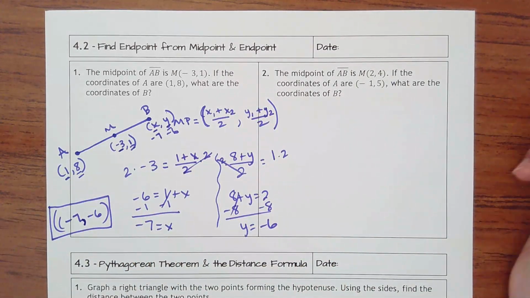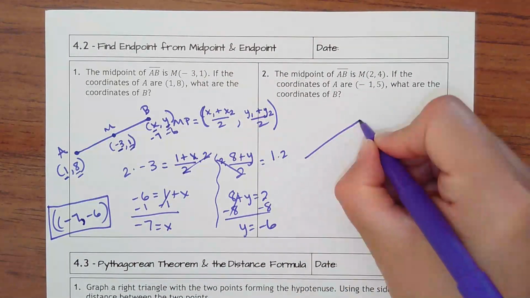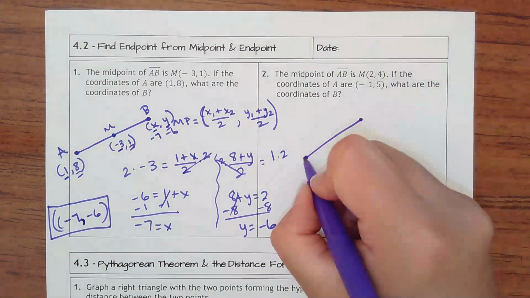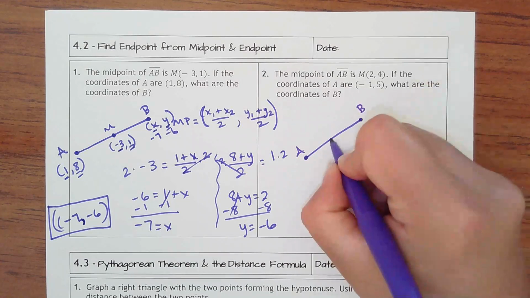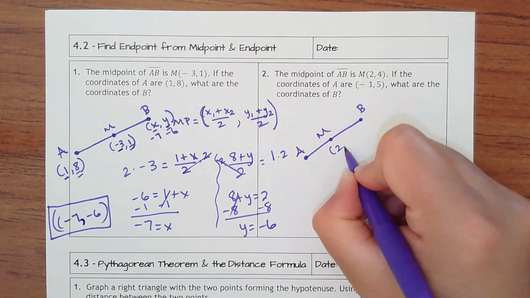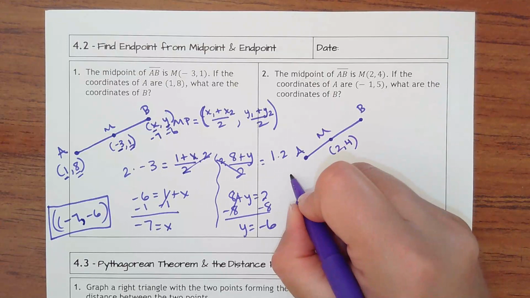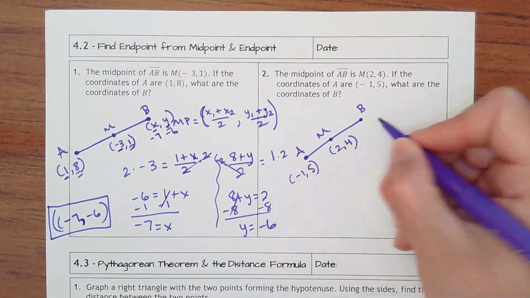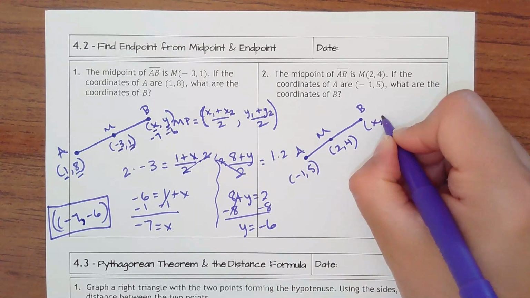Let's try one more. Midpoint of AB is 2, 4. The coordinates of A are -1, 5. What are the coordinates of B? So we're doing the same thing.